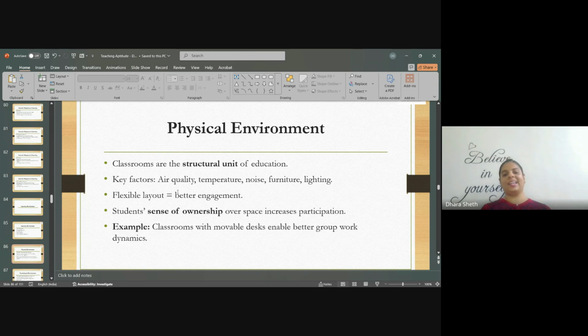Flexible layout where tables can be moved for group activities promotes more engagement, but in our theoretical classes, that's not possible. In the practical labs where we have 20-25 students, there is more chance of it. Students' sense of ownership over space increases participation when they have this feeling that this is my classroom, this is my bench, this is my space, increases their participation in learning.